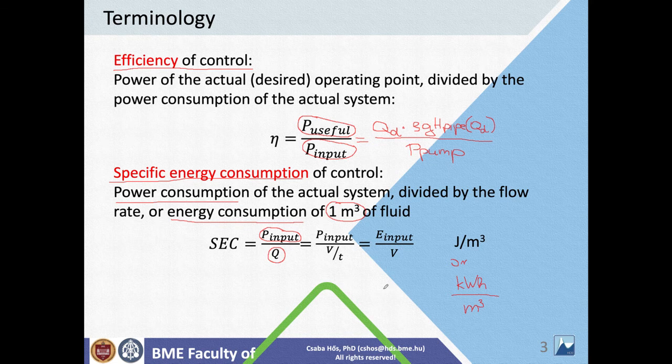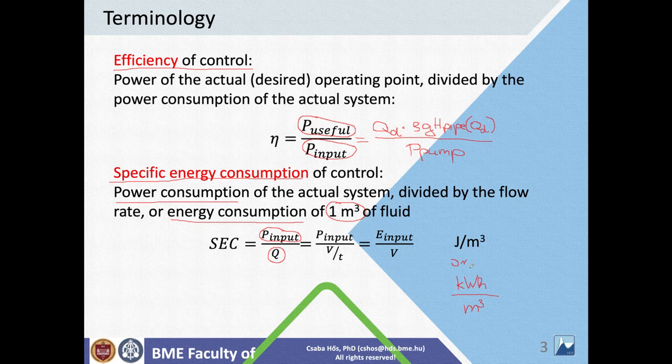So this simply means that with a specific control, I need this amount of electric power to push 1 cubic meter of liquid into the system. So both of them are important.